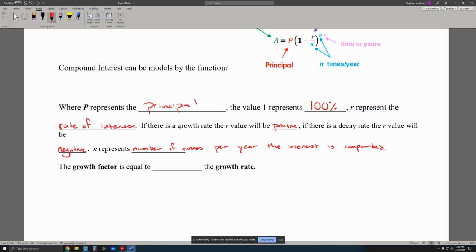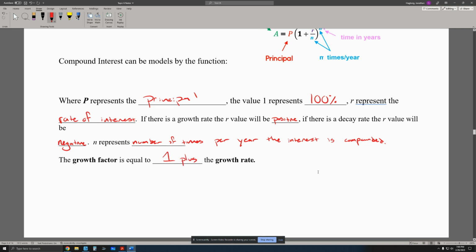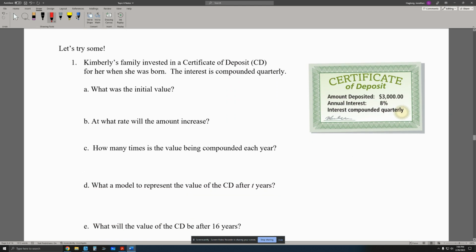Okay, so N is the number of times per year that the interest is compounded. The growth factor is equal to 1 plus the growth rate. All right, so let's see a few examples. Go ahead and flip the page.